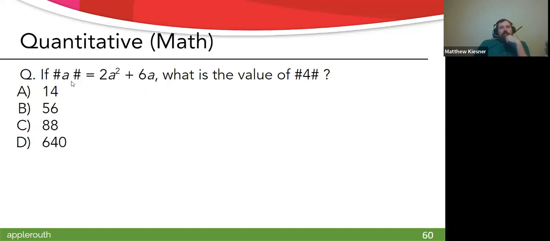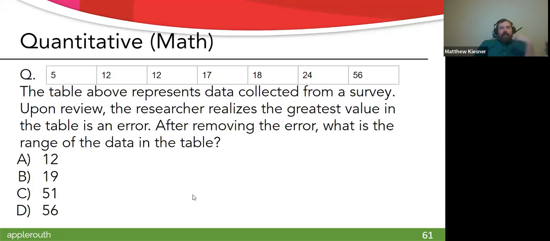So the quantitative may deal with, here they're using, instead of function notation, some quirky symbols, but it says if the A goes there to there, you put the 4 in, and it's just testing order of operations. And they may have you think about the logic of things. Understanding that the grace value is an error, what will be the range? So you have to get rid of the grace number, and you know what range means, right? That it would be 24 minus 5.